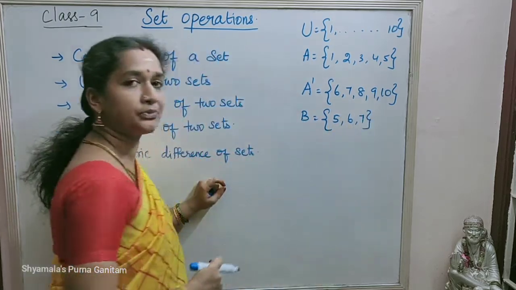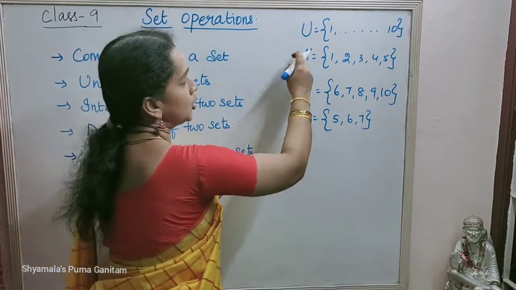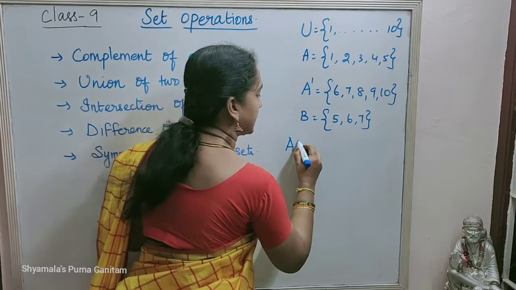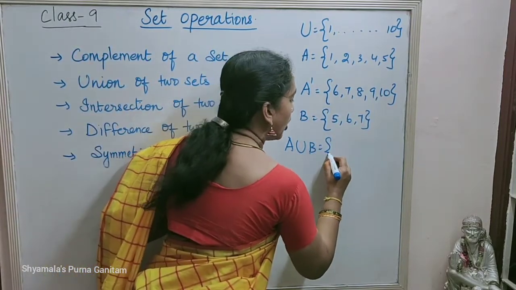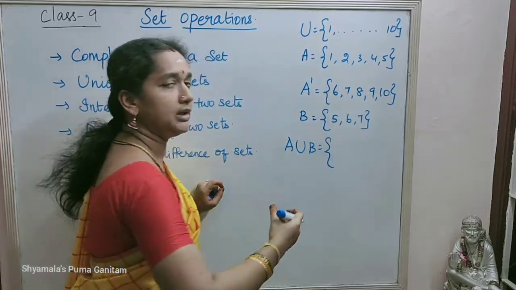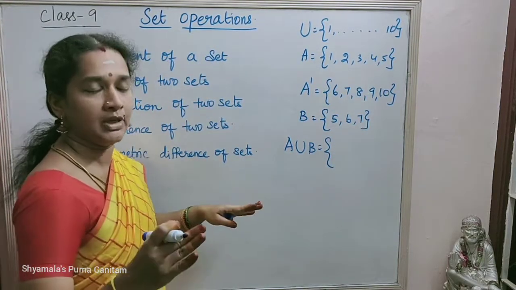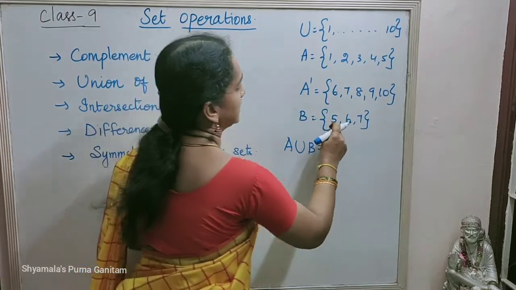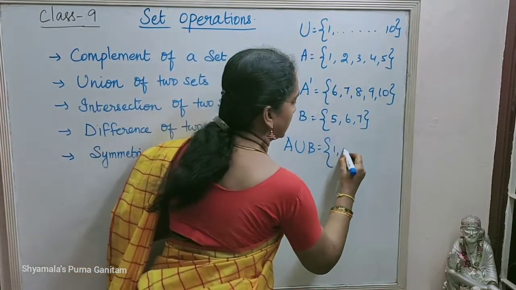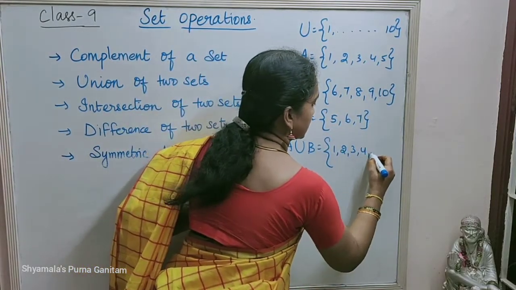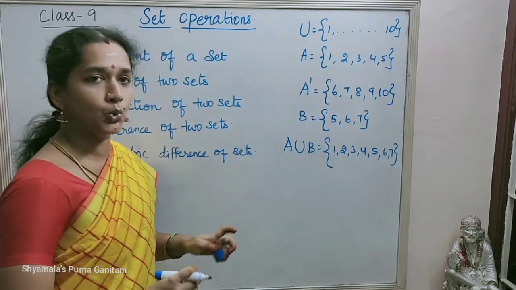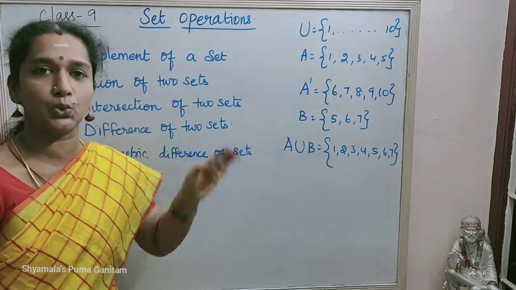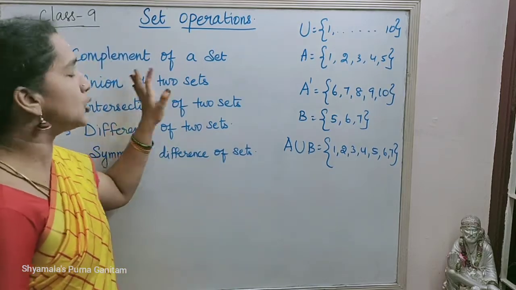The union of these two sets we represent by the symbol U. A union B is all the elements from A and B written together. Since 5 is common, we write it only one time. So the elements are 1, 2, 3, 4, 5, 6, 7. That is A union B, the union of two sets.